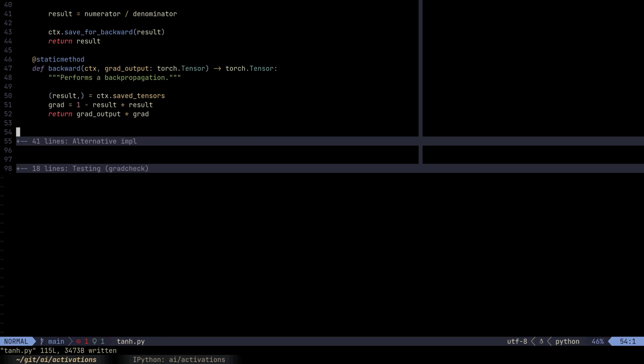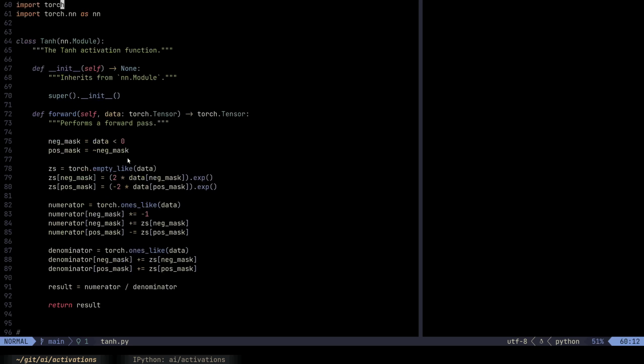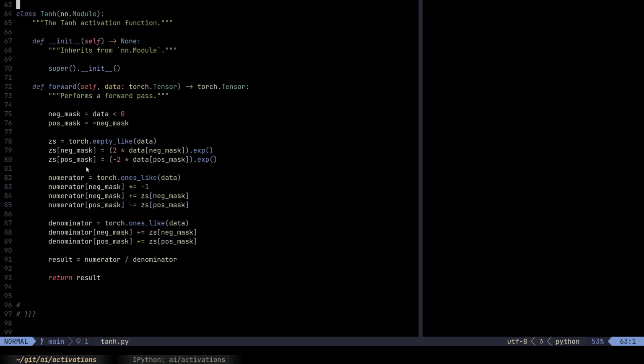Now, I want to show you the alternative implementation. So I renamed this to tanh, right? And the alternative implementation uses one of the perks that PyTorch provides, namely the autograd engine. In fact, we don't really need to implement the backward method manually, because all we use in the forward method are functions and operations for which PyTorch knows how to compute gradients. So the autograd engine is going to compute the gradients for us. So this is the alternative implementation where we only implement the forward method.